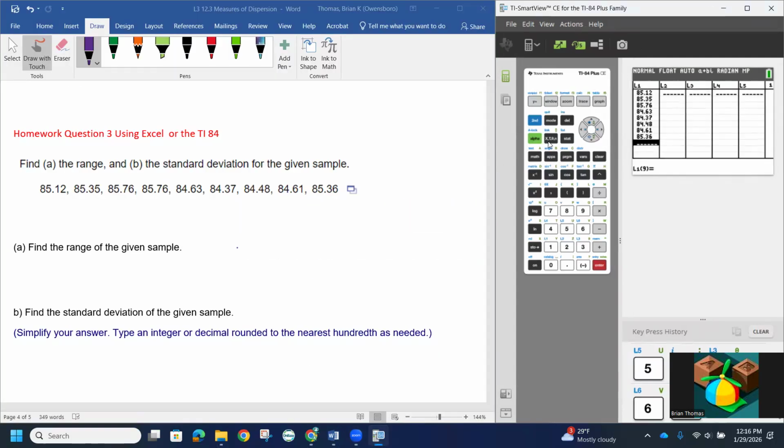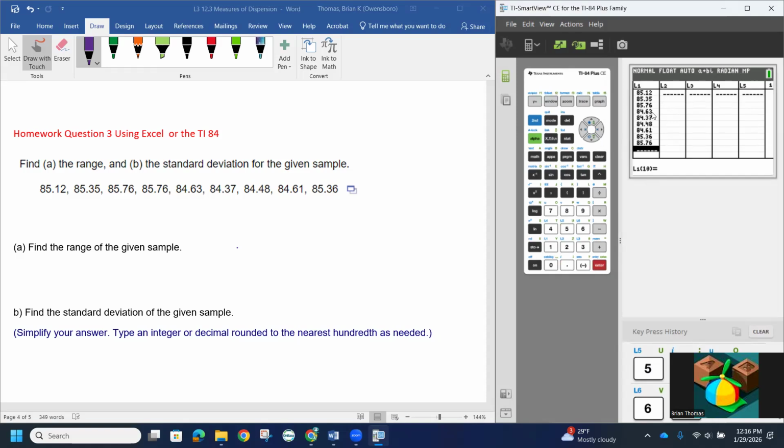So if we double check our data, 85.12, 85.35, 85.76, 84.63. It looks like I missed an 85.76. It looks like there's two of them. So let me come over here and type in 85.76. Doesn't matter about the order.